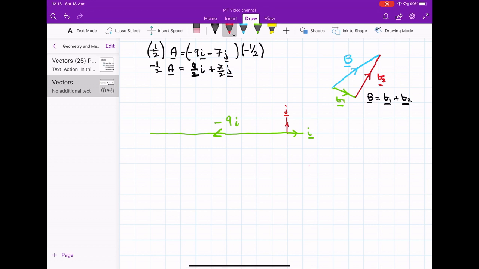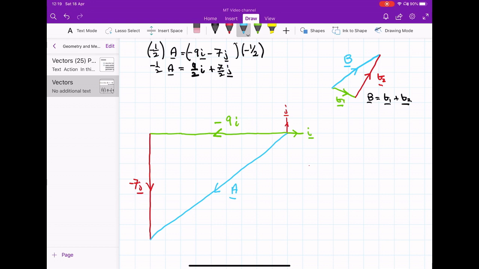And then we do minus 7j. So we continue this, going in the opposite direction to where j normally goes: 1, 2, 3, 4, 5, 6, 7. That's minus 7j, which gives us our resultant vector, a, which equals minus 9i minus 7j.